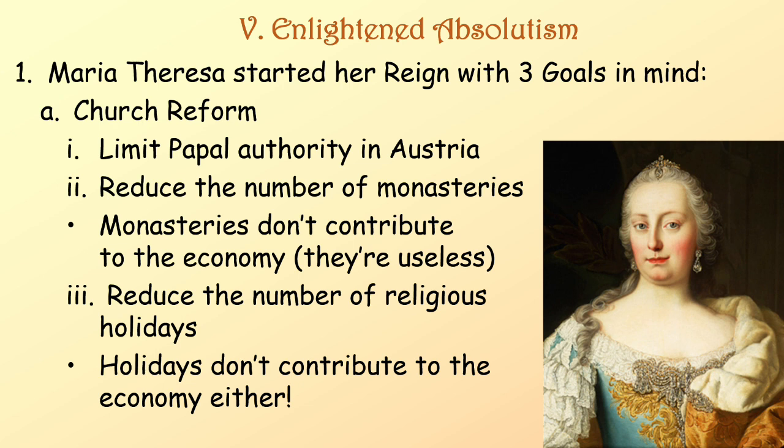Maria Theresa started her reign with 3 goals in mind, kind of like Catherine II. First one was church reform. Needed to limit papal authority in Austria, reduce the number of monasteries. Monasteries, as we have discussed before, don't contribute anything to the economy. Economically speaking, they're useless. Reduce the number of religious holidays. Again, holidays don't contribute to the economy either when people aren't working.